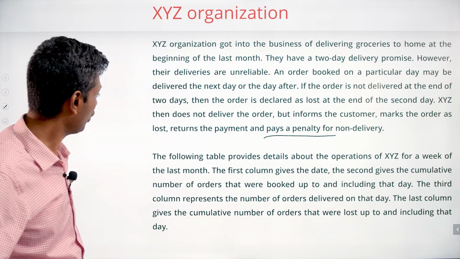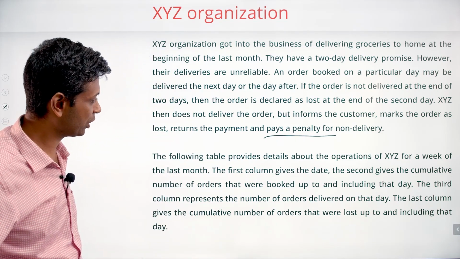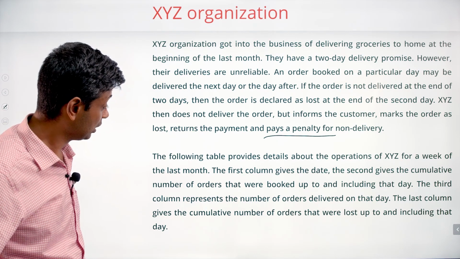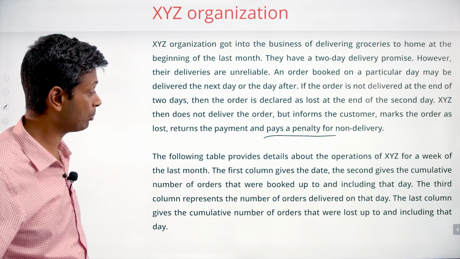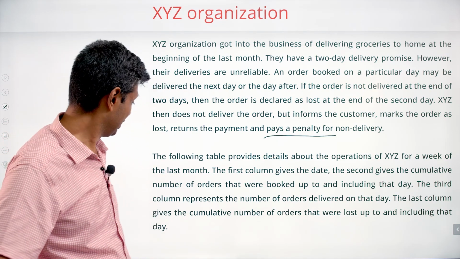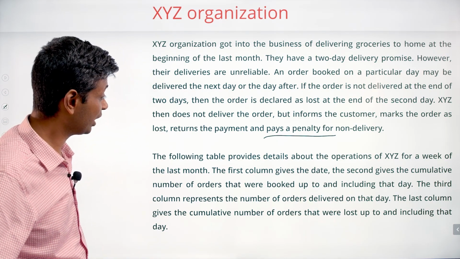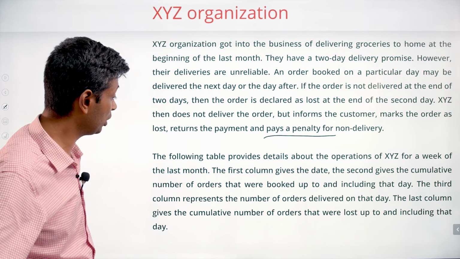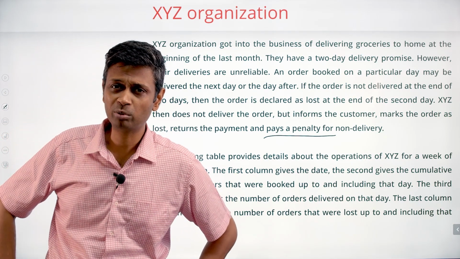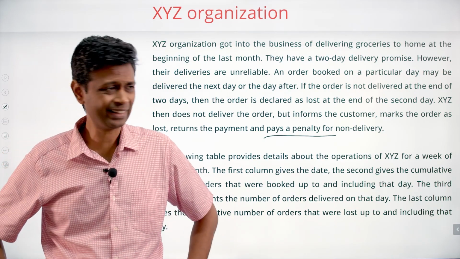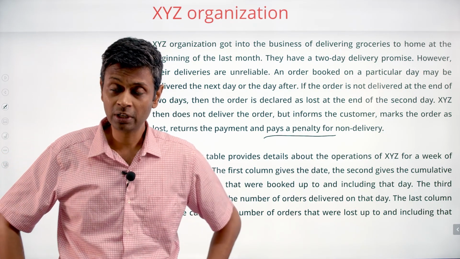So the following table provides details about the operations of XYZ for a week of the last month. The first column gives the date. The second gives the cumulative number of orders that were booked up to and including that day. The third column represents the number of orders delivered on that day. The last column gives the cumulative number of orders that were lost up to and including that day. I'm not able to register and hold on to much of this. I think it'll all make a little bit more sense once we see the table.